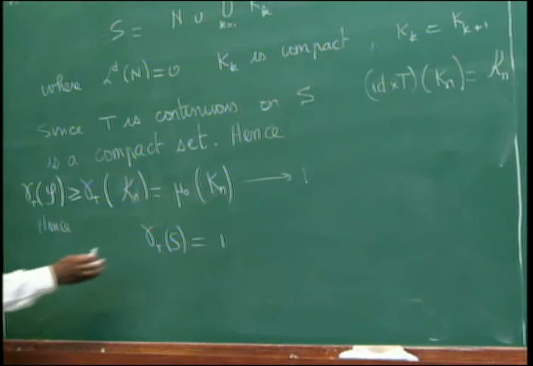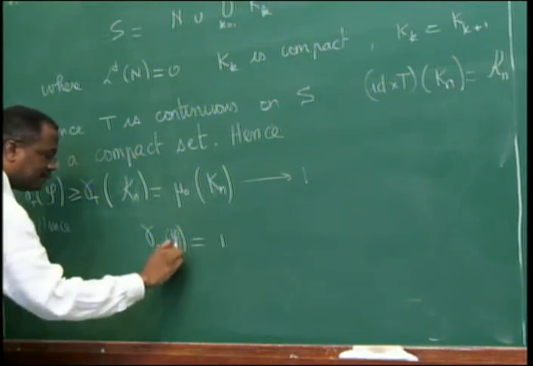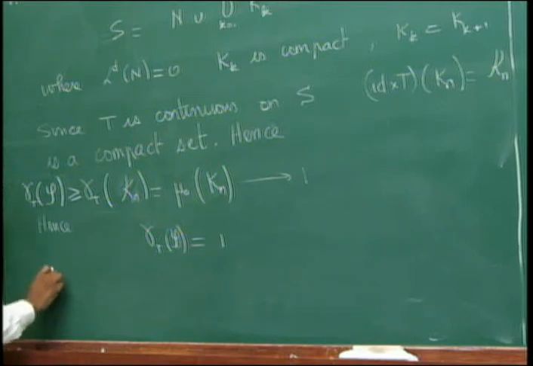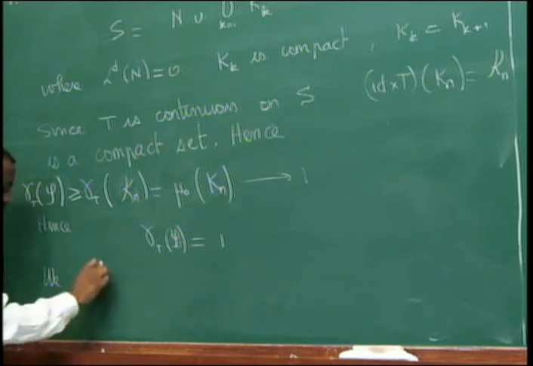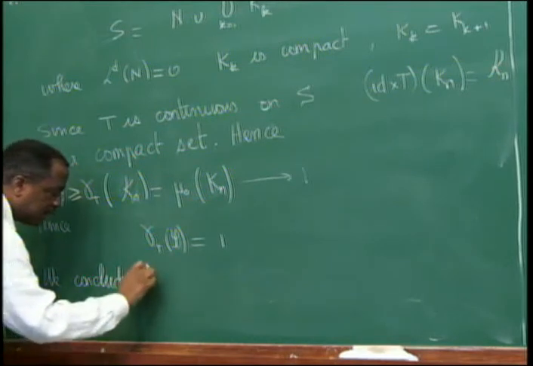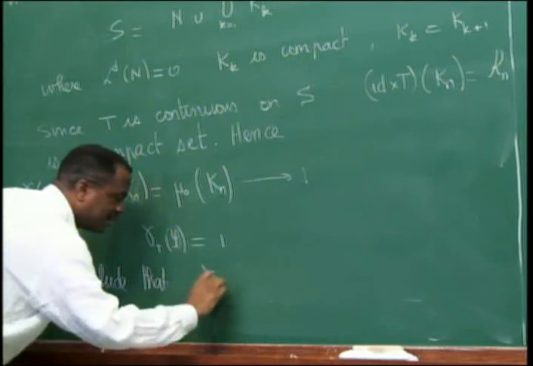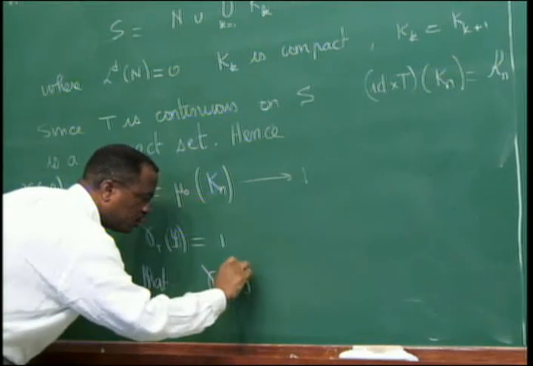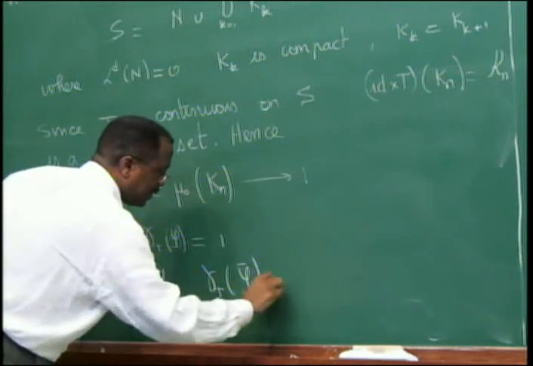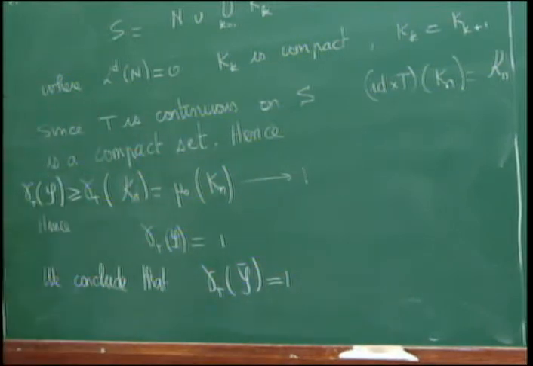We conclude that gamma t of the closure of S is 1, because the closure of S is a set which is bigger than S.